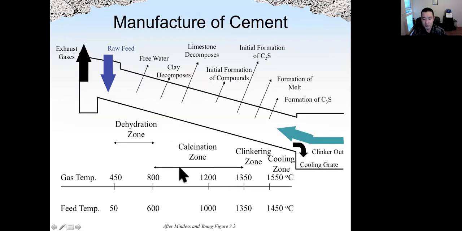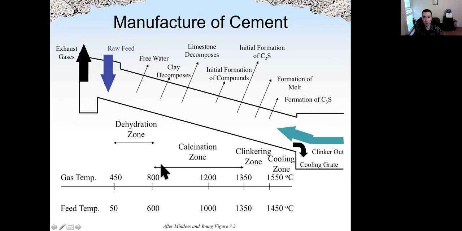Here is the detailed view of the kiln. The raw materials feed from the upper end here. First of all, free water and clay will be released. Clay will decompose, releasing CO2 and other gases, and we call that the dehydration zone. Different zones have different temperatures, as we can see from here, from low temperature in the upper end to the high temperature in the lower end.